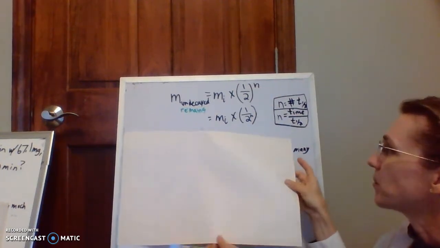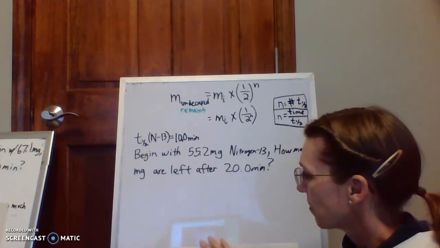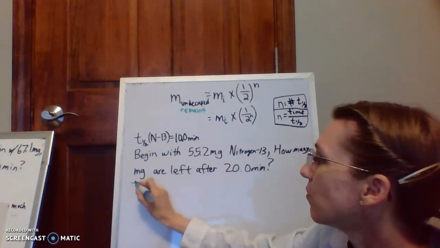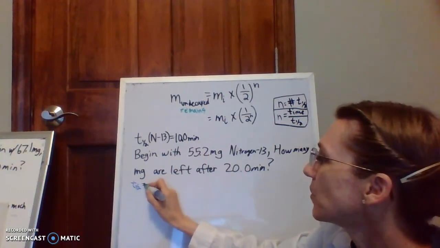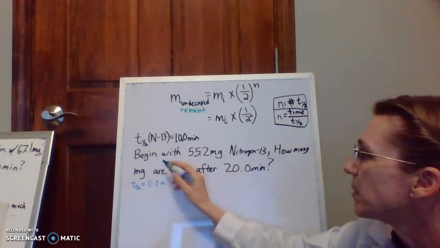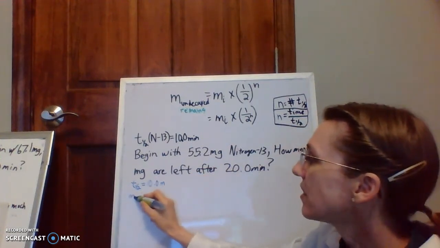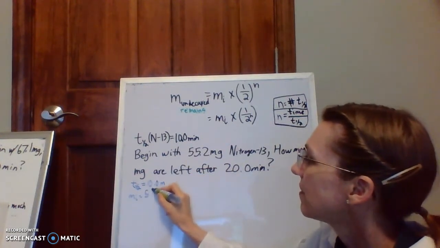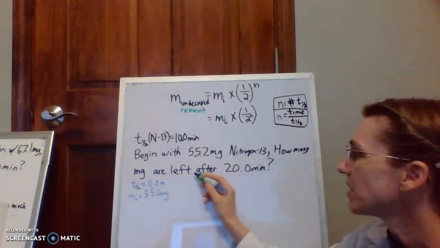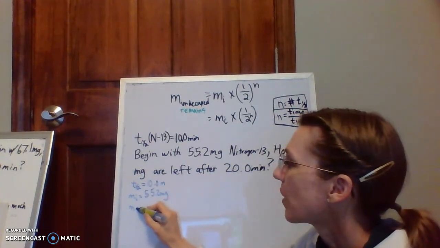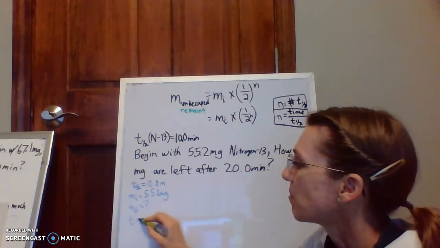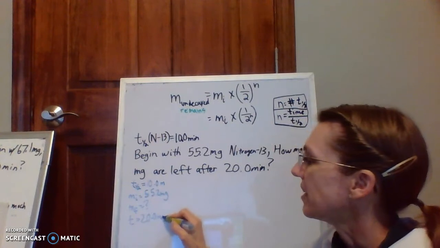So let's go through a problem where we can actually use that. I'm going to pull the information out as we read through it. We've got a t of 1/2 that we were told is 10.0 minutes. And we begin with this much, so that's our initial mass, 55.2 milligrams of our isotope. And it asks how much is left after 20 minutes. So we're asking for how much is still radioactive after a time of 20 minutes.